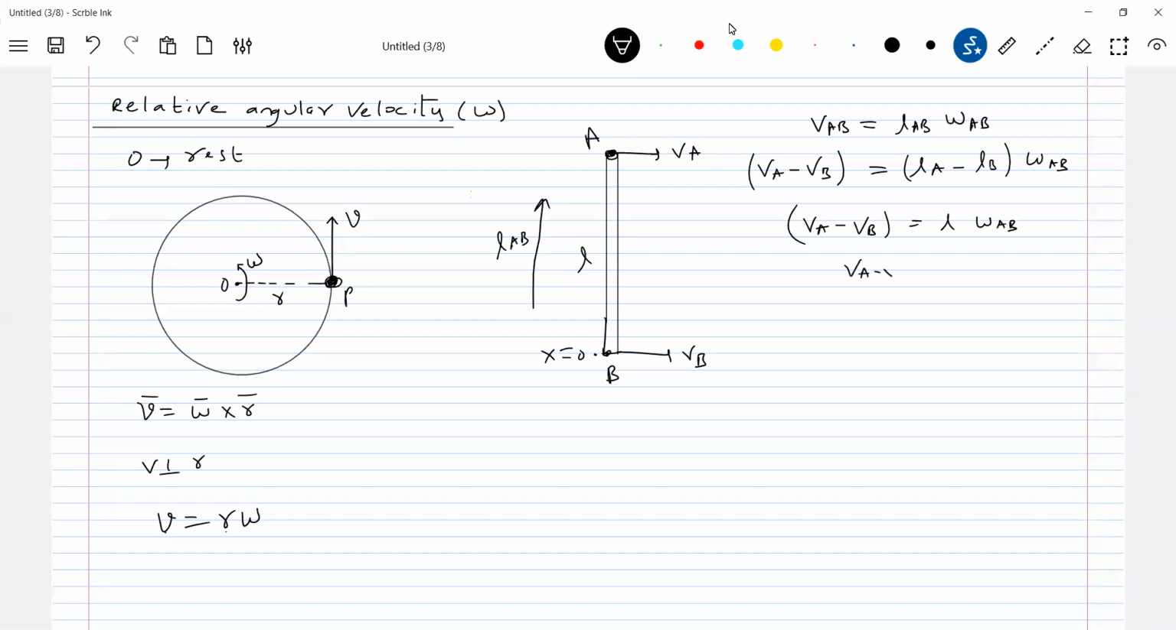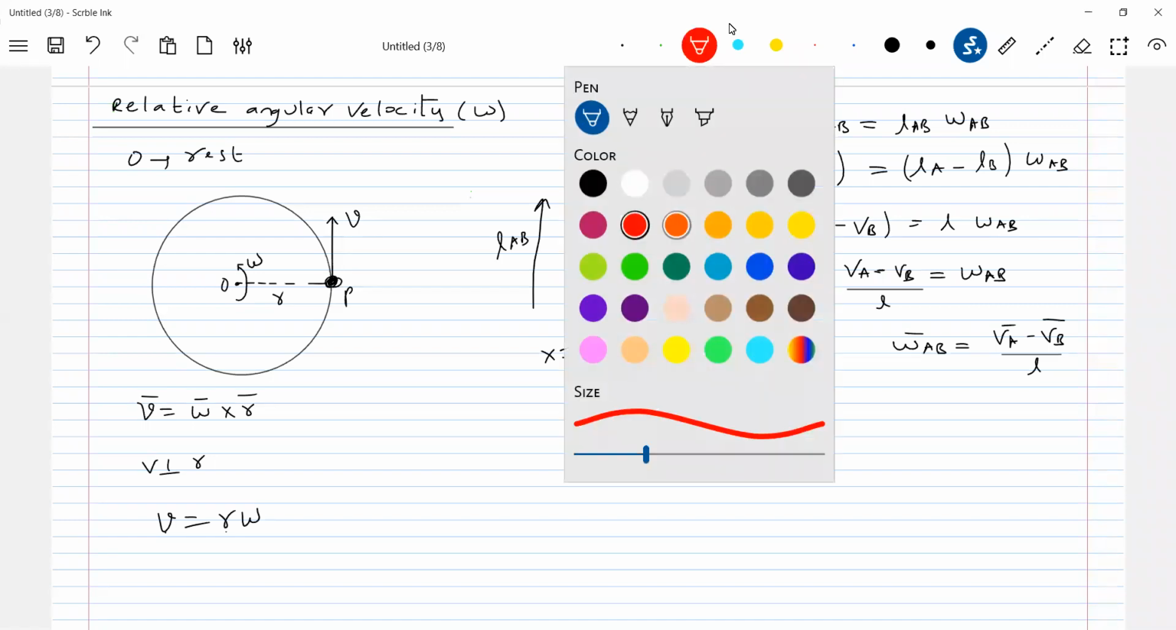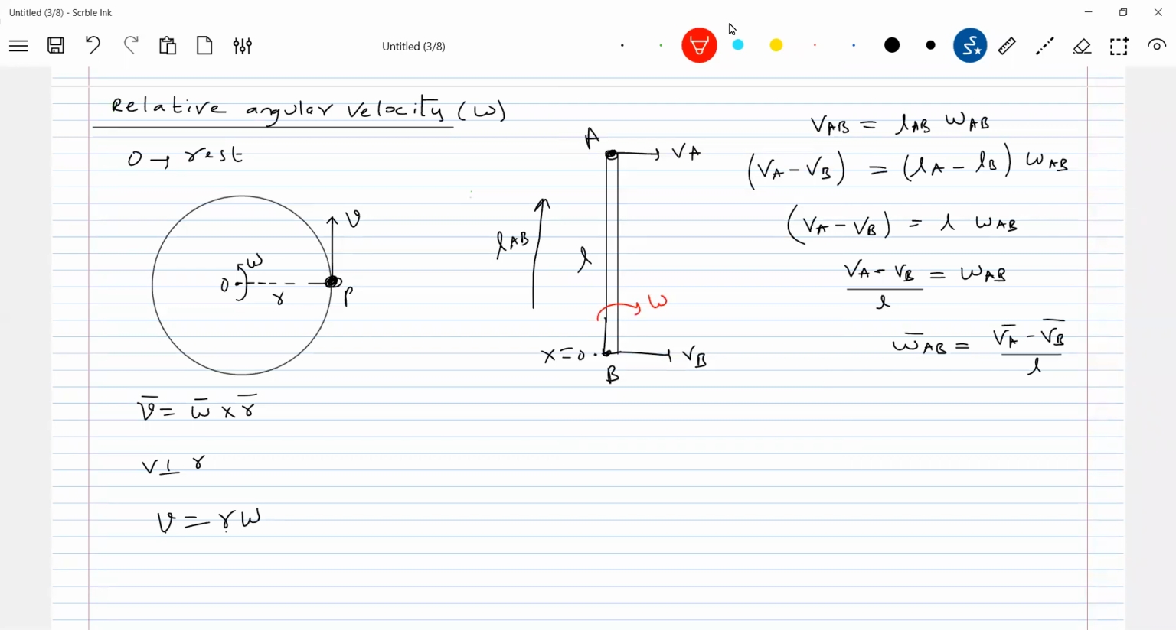So here I'll get the result. What about the direction? The direction is given by the vector form. I'll write it in vector form. Omega AB bar is equal to VA bar minus VB bar by L. So what is the direction of it? VA bar minus VB bar. So angular velocity of A with respect to B, what is the direction of it? It'll be like this. Agreed, all of you?